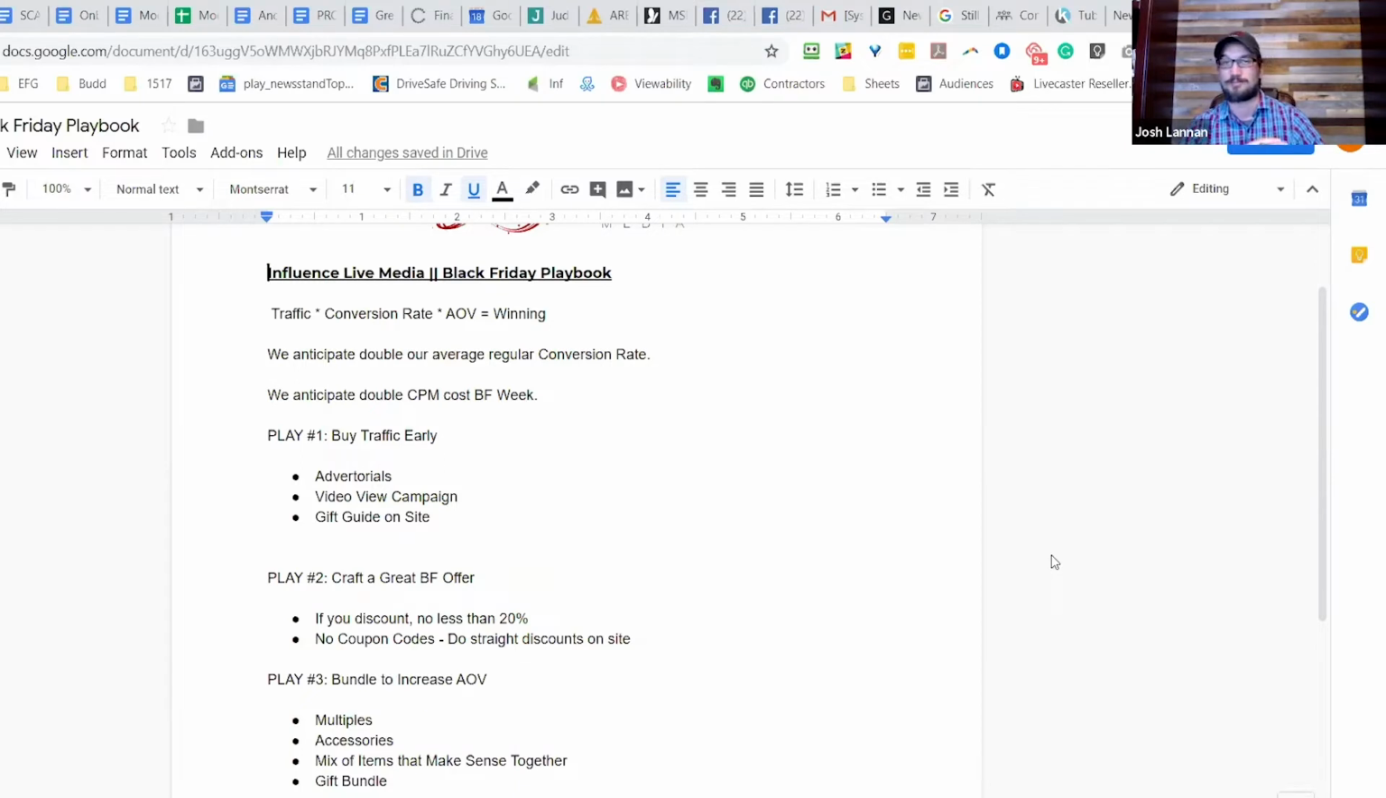Play three is bundle to increase average order value. You can just make it multiples of the same thing. You're selling widgets and you can buy three for the price of two, or two for the price of one, or whatever it might be. Bundle with accessories. We have a candle company and we're selling bundles of candles with wick trimmers and stuff that go along with it. Could be a mix of a bunch of different things that make sense together in a chronological order.